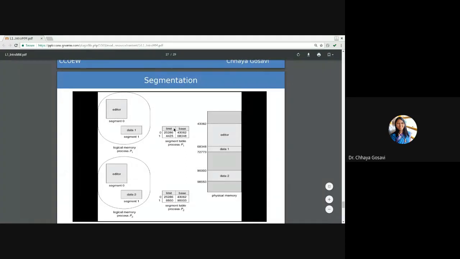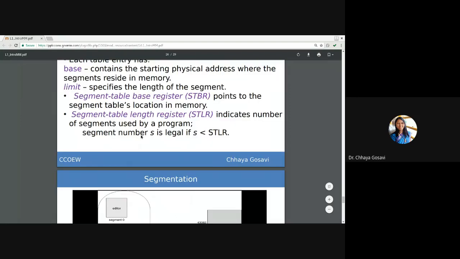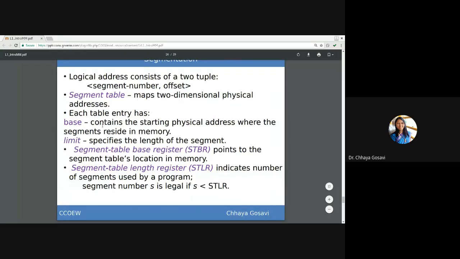You'll get a segment number, and it is indexed into the segment table, which has two values, limit and base. Limit is the specific length, the size of that segment, and base contains the starting physical address where the segment resides in main memory. The segment table base register is similar to the page table base register, and there is a segment table length register. The base register points to the segment table's location in main memory, and the segment table length register indicates the number of segments used by a program. So segment number S is legal if S is less than the segment table length register.